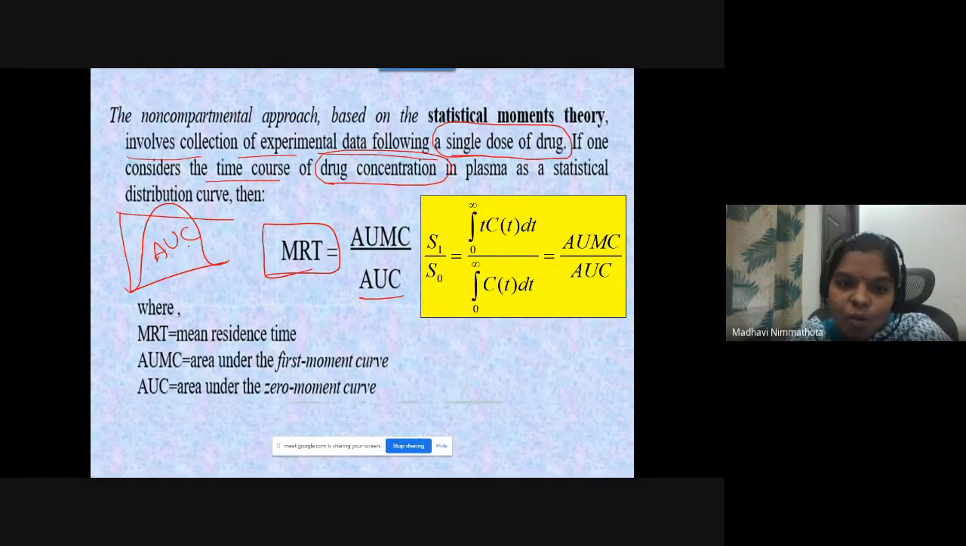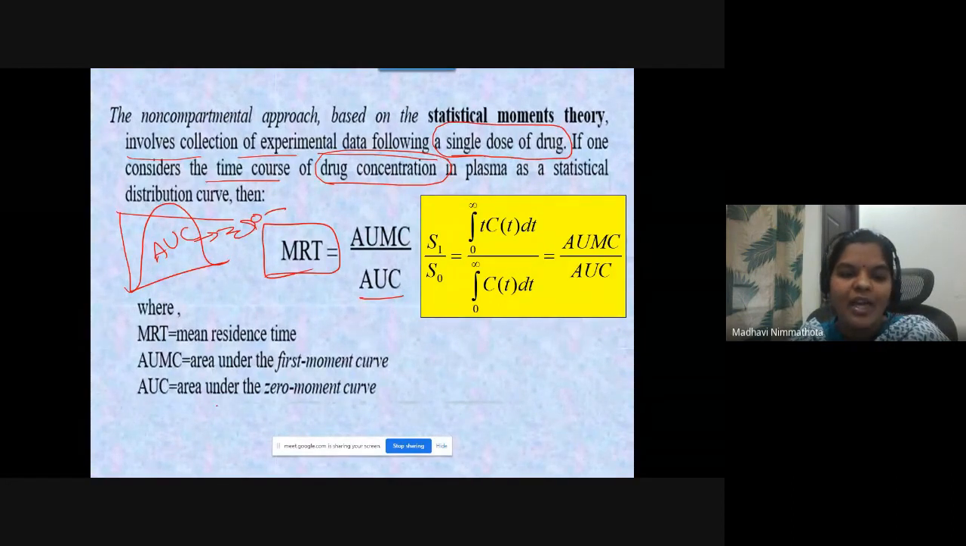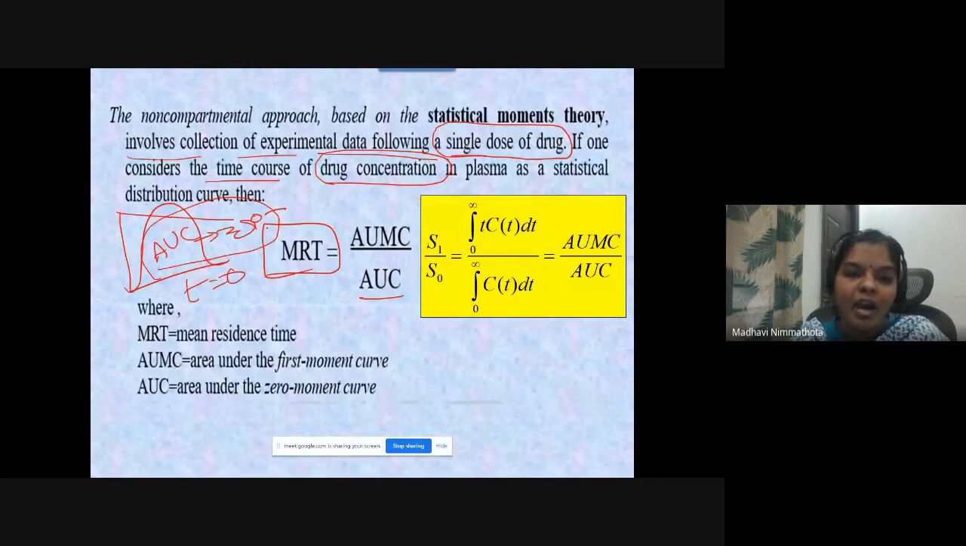So this curve appears here at the zero moment. That's why this is called the area under the zero moment curve. That is, this appears at time zero. This area under the zero moment curve appeared at time zero.